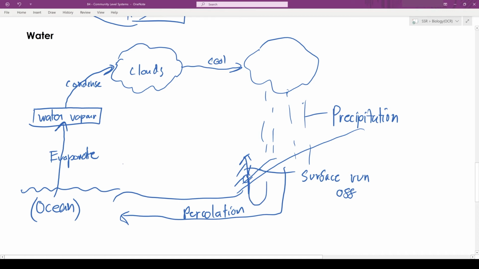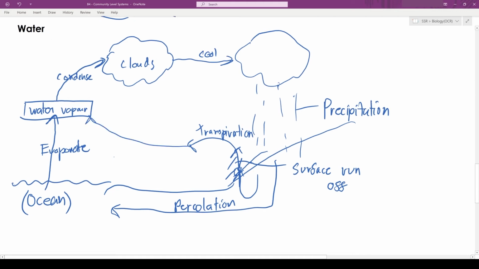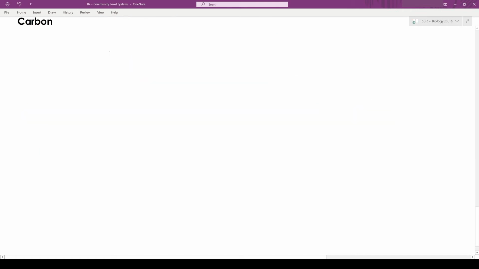So it may go up into the plants through a process of absorption, and then it would leave the leaves through transpiration. If you want to take a look at the transpiration experiments, those are back at the start of biology, and I do recommend that you familiarize yourself with that experiment. So this transpiration would lead it to be in the form of water vapor, at which point the cycle can repeat itself. The next cycle we need to look at is the carbon cycle.